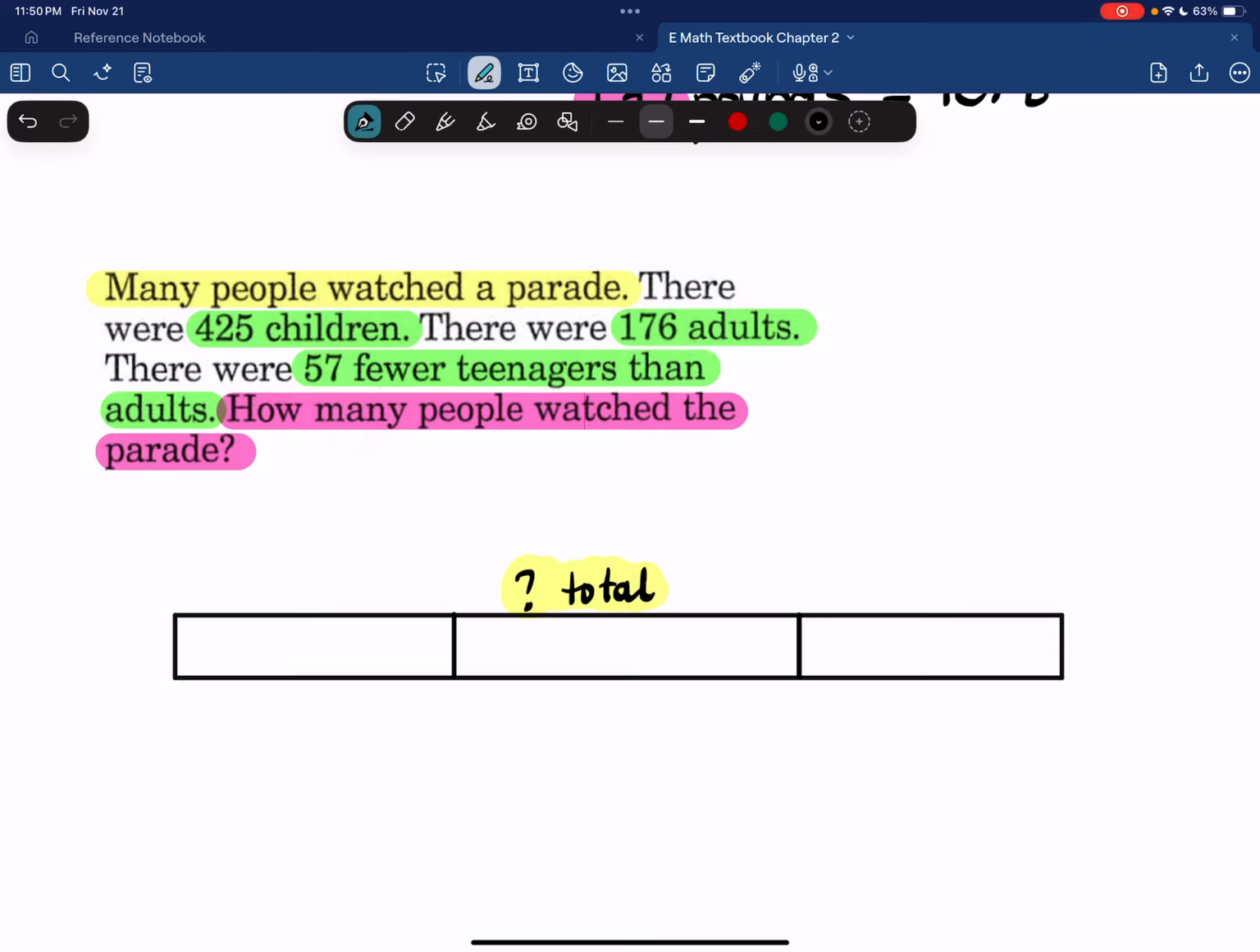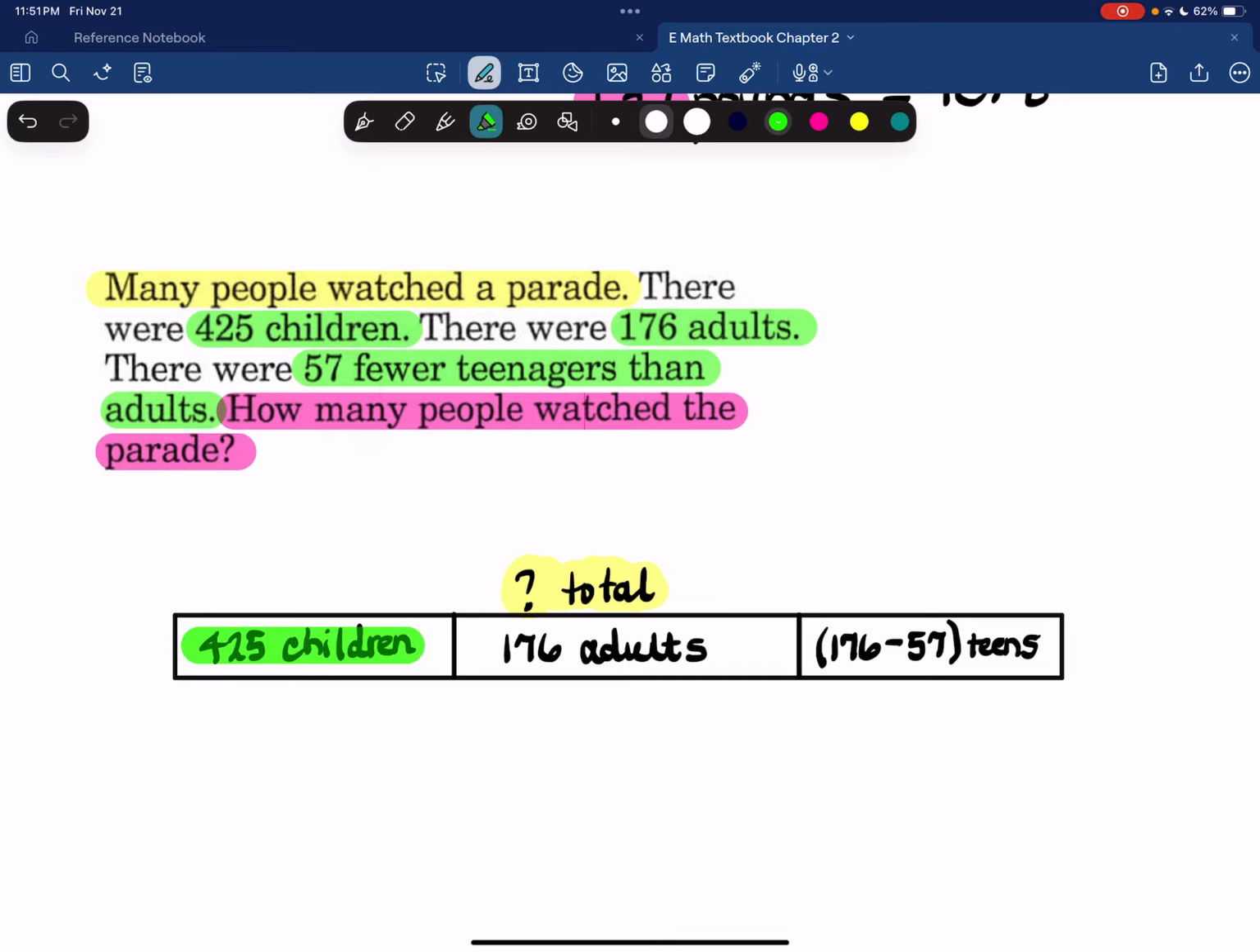So let's put these pieces into the puzzle and see what we get. 425 children, 176 adults, and the teenagers, we have to do a little math. We have to take the adults and subtract the 57, because there were 57 fewer teens than adults. But guys, we can do that. We can absolutely do that problem right there.